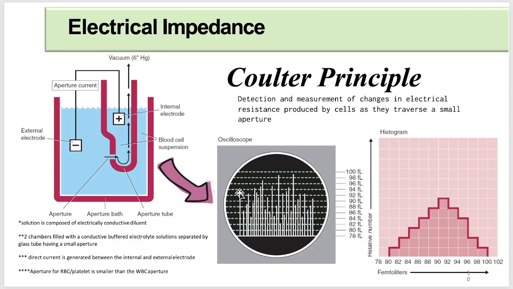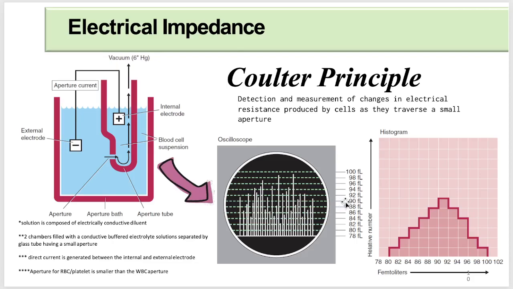For example, this one cell, anong volume niya? So, tingnan natin, itong cell, ito pinakauna. So, nandiyan around 92, below 92. For example, ito, pinaka-last na pulse natin, around between 92 and 90 femtoliter ang kanyang volume.